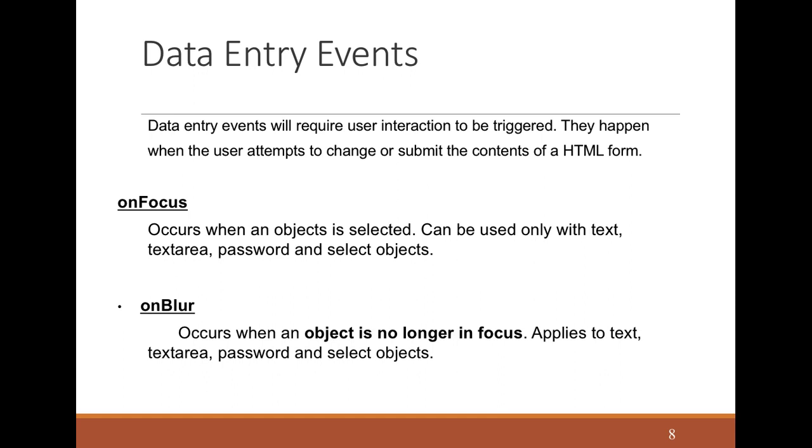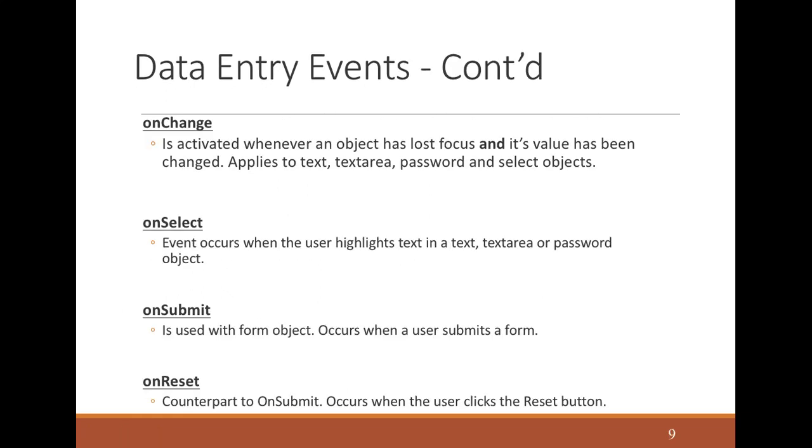The first data entry event is on focus. What is on focus? It occurs when an object is selected. So it means that when you select the image, it will trigger. On blur means that when an object is no longer in focus. Applied on text, it means that you are not focused on that object anymore, and it will give you something different. In data entry events, we also have on change, on select, on submit, on reset. That's all. There's a lot of code you can try.